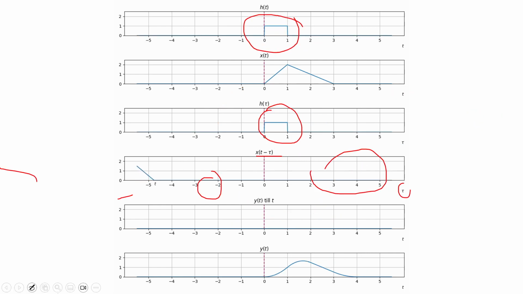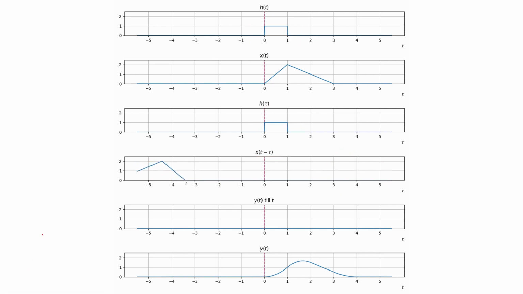So let's look at it once again. No overlap yet. No overlap. No overlap. When t reaches 0, there will be overlap. Overlap will start. Overlap is starting. Now you can see an output happening. Yeah, still there is overlap, right? Can you see that?